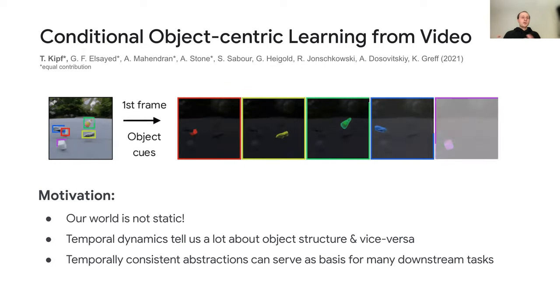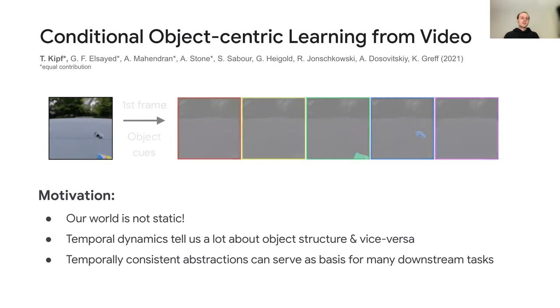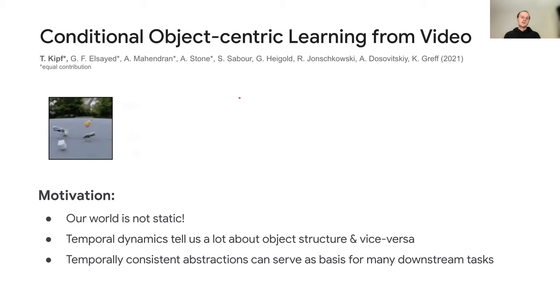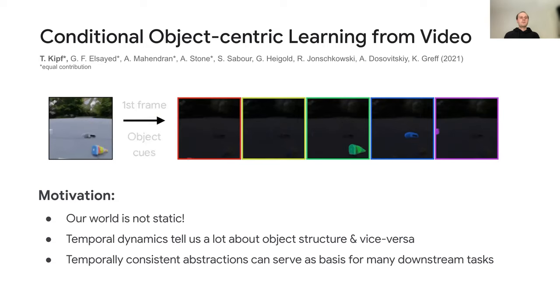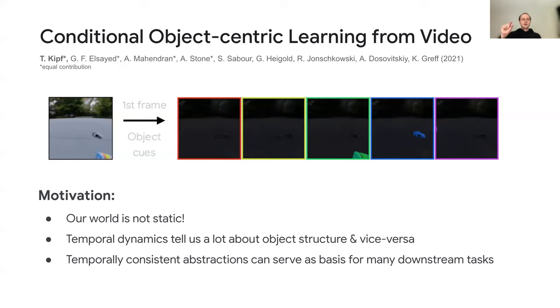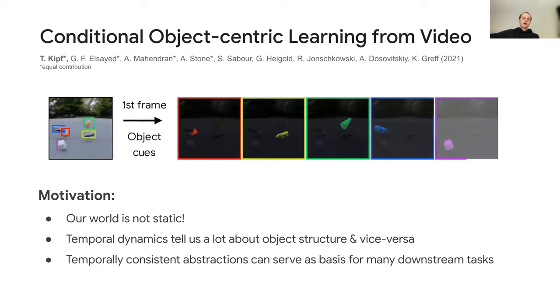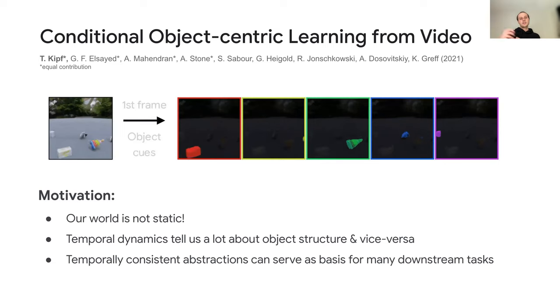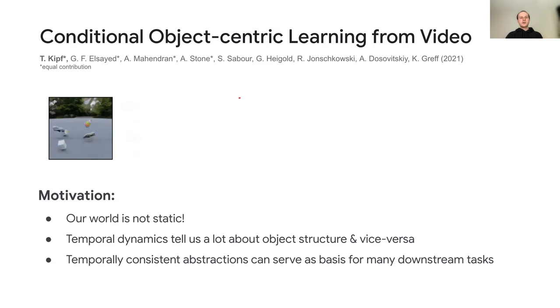But also the other way around, object structure also tells us a lot about dynamics. If you know about the decomposition of a scene, it's a lot easier to learn a dynamics model of what's going to happen next. And similarly, temporally consistent abstractions, if you can represent an object consistently over time, this can serve as a very powerful basis for downstream tasks. Suddenly tasks become a lot easier if you really have a consistent abstraction of an object that you can use as a representation for your downstream task.